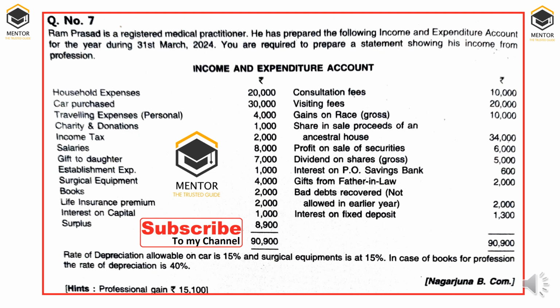So we'll take up this question. With the help of this we can easily understand. Ram Prasad, a registered medical practitioner. So he is a doctor. He has prepared the following income and expenditure account for the year ended 31st March 2024. You are required to prepare a statement showing income from profession.